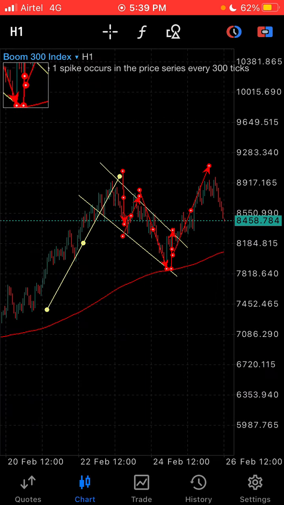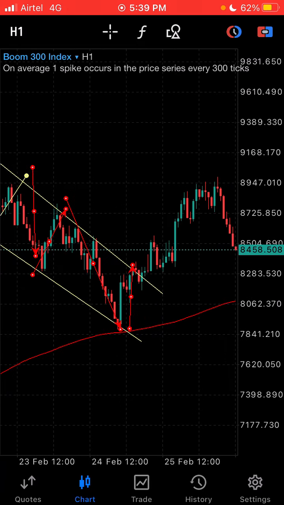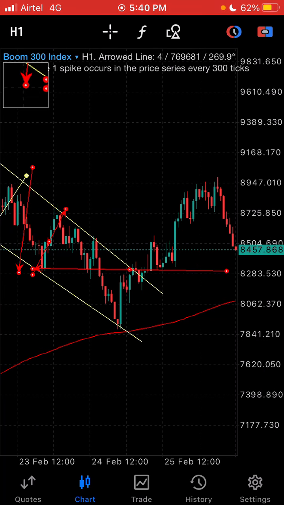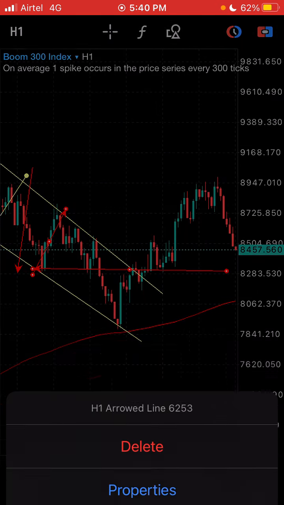That's the basic part. Okay, so that's how we took the trade. We waited for the market to break out of this trend. If you see this area, let me remove these arrows. So basically at this point, if you see this horizontal red line, this is the exact place where the market broke out of this channel.